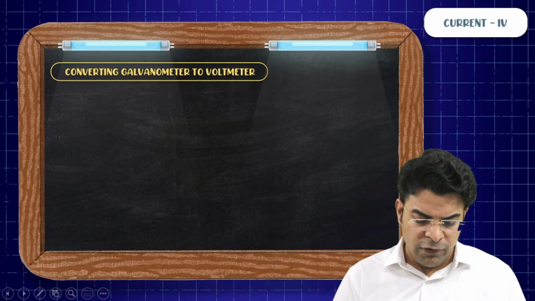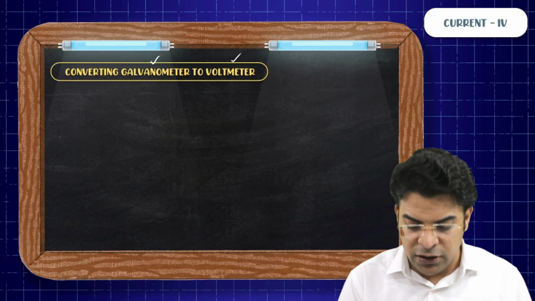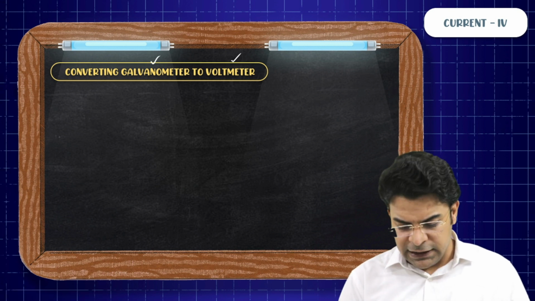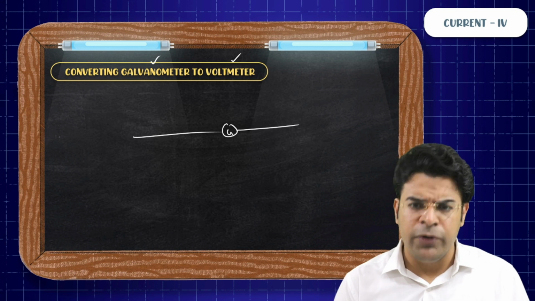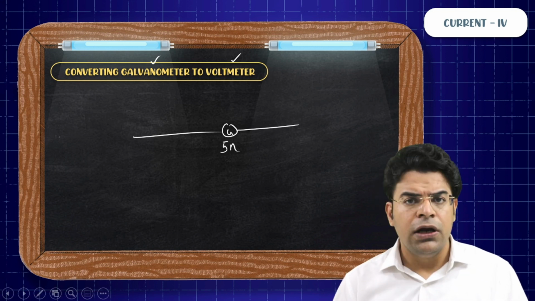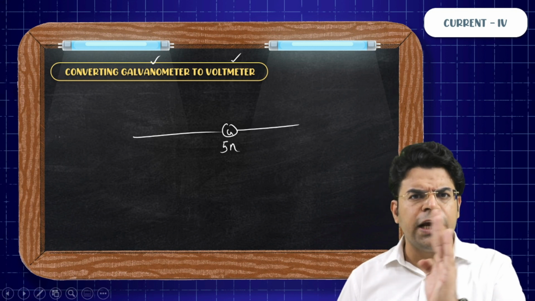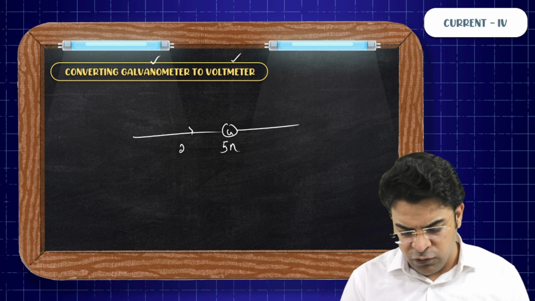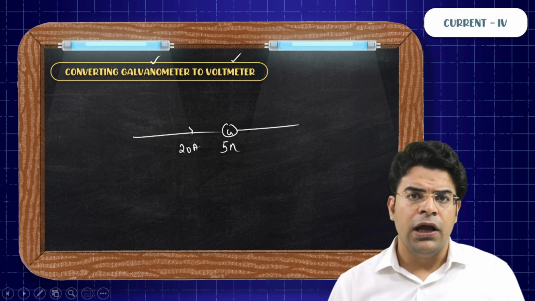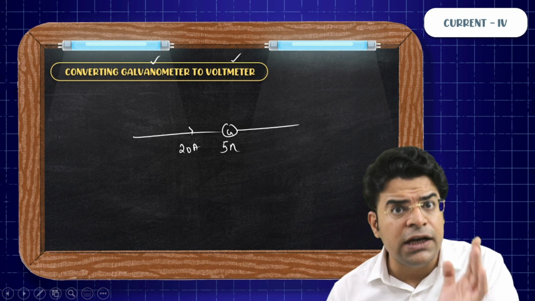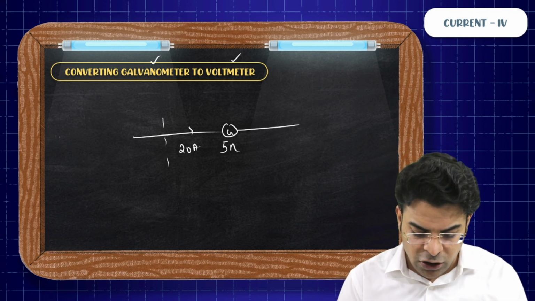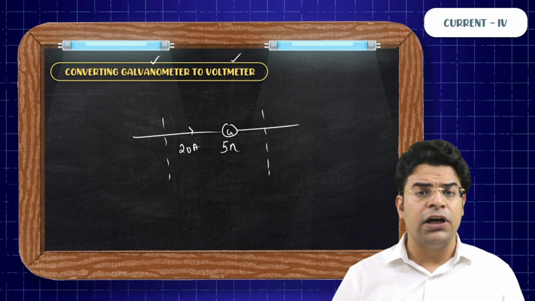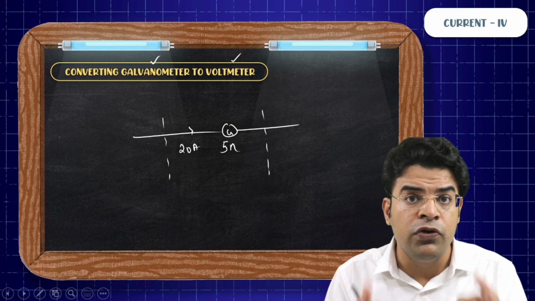So now we will talk about converting galvanometer to voltmeter. Let's say they have given me a galvanometer, and this galvanometer is of 5 ohm, and the galvanometer shows full scale deflection for a current of 20 ampere. If the galvanometer shows full scale deflection for a current of 20 ampere, can you tell me how much potential drop has to be applied across the galvanometer for it to show full scale deflection?